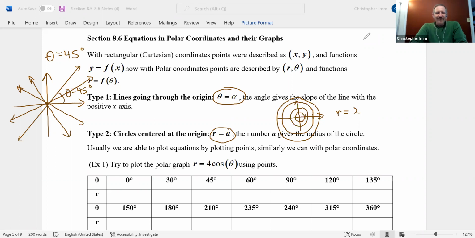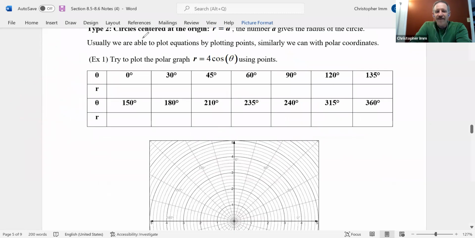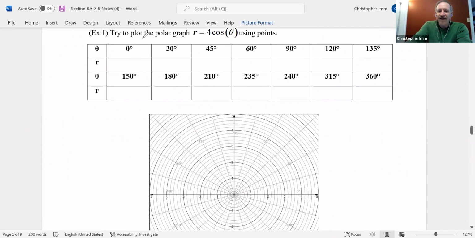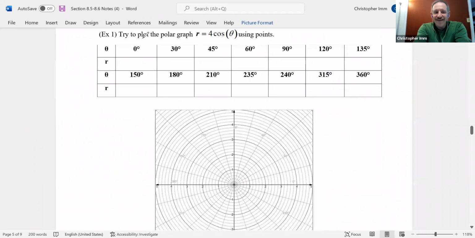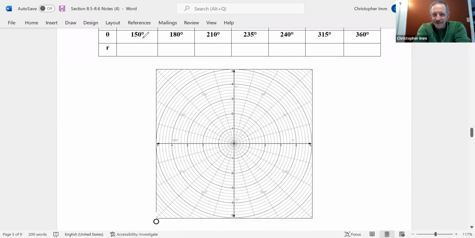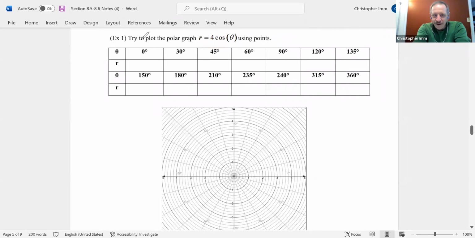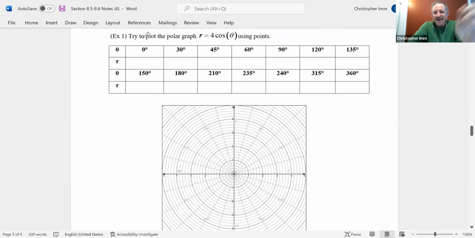So everybody gets one of these. We're going to try to plot the graph r is equal to 4 cosine of theta using points. The points we're going to create are made by plugging these values for theta into that function, and then finding what value r is. So I'm going to need all of your help.